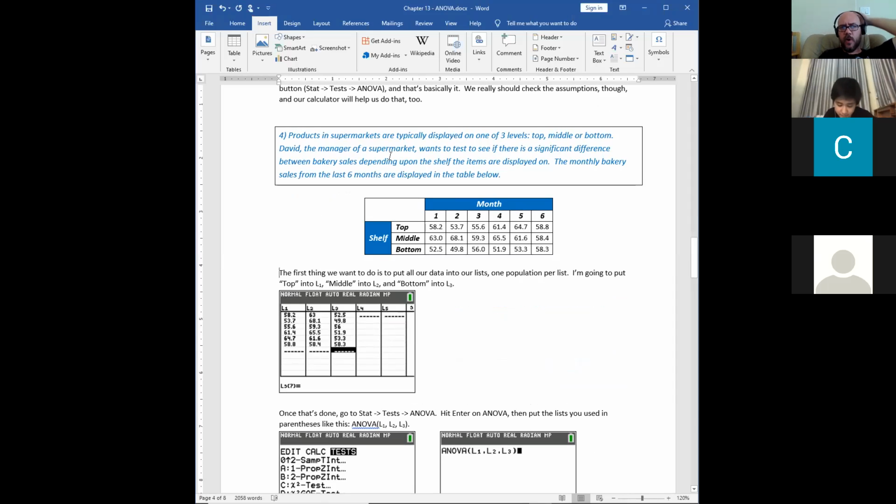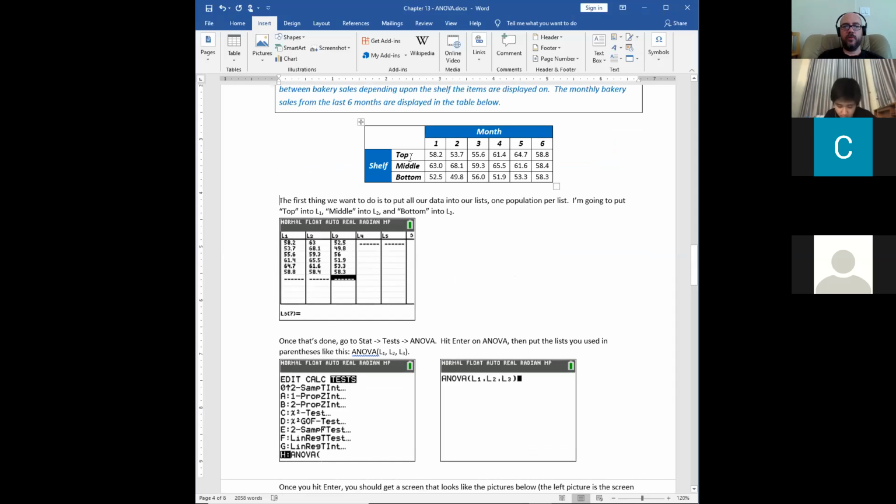Products in supermarkets are typically displayed on one of 3 levels: top, middle, or bottom. We're assuming some kind of large shelves here. I know there are usually 4 or 5 shelves in a supermarket, but we're simplifying a little. We've got a bakery in the supermarket, and we're going to see what the sales look like on the top, middle, and bottom shelves. We want to see if the mean sales on each shelf are equal or not. So here we go. We've got sales from the last 6 months for each shelf. Top shelf has these sales, middle shelf has these, bottom has these.